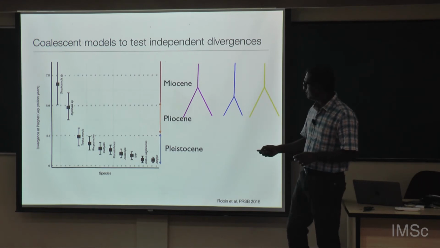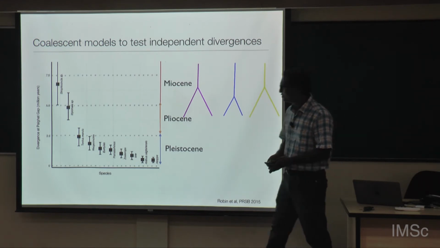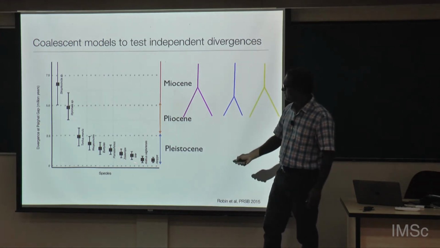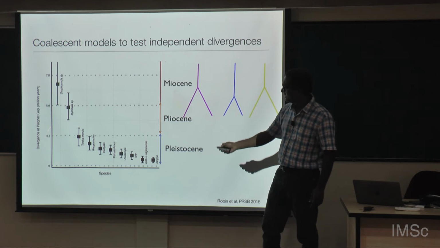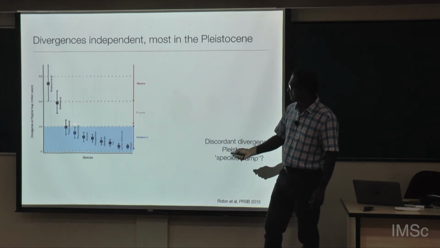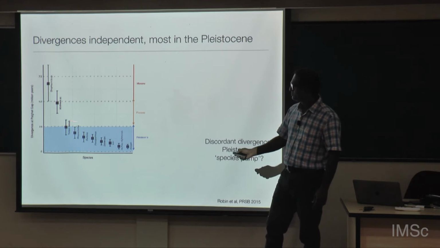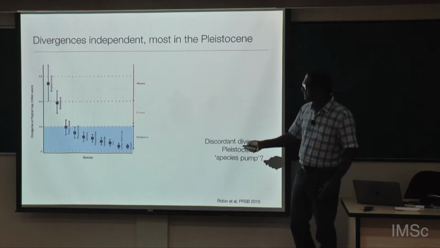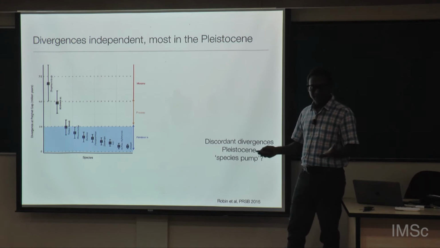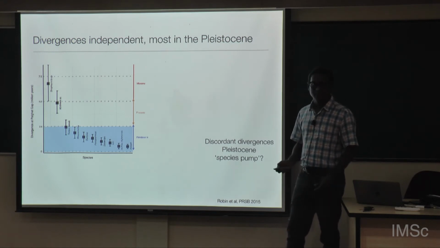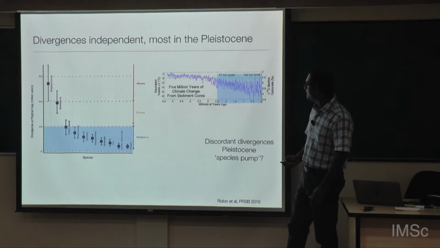I'm not going to go into this, but basically, these are the divergence dates of different species. This is millions of years, and you can see that a lot of the species diverged in what is called the Pleistocene, about 2.5 or so million years. This is not very old. They're fairly recent. While these two are actually a little bit older divergences.